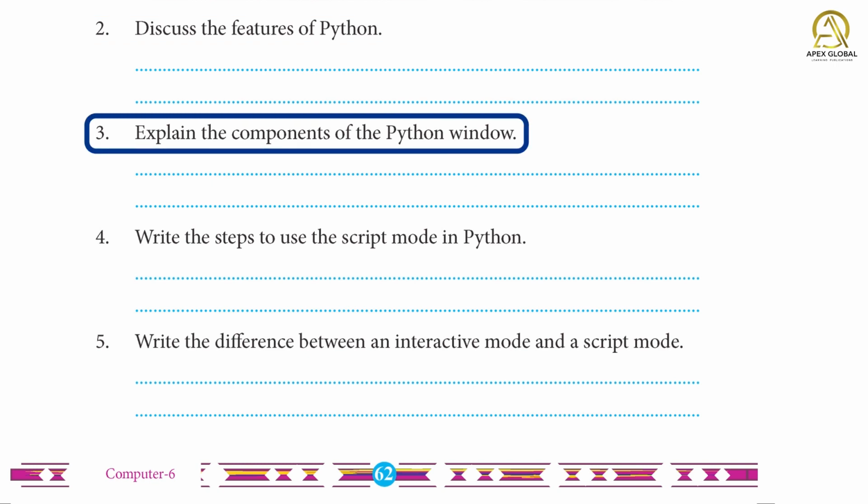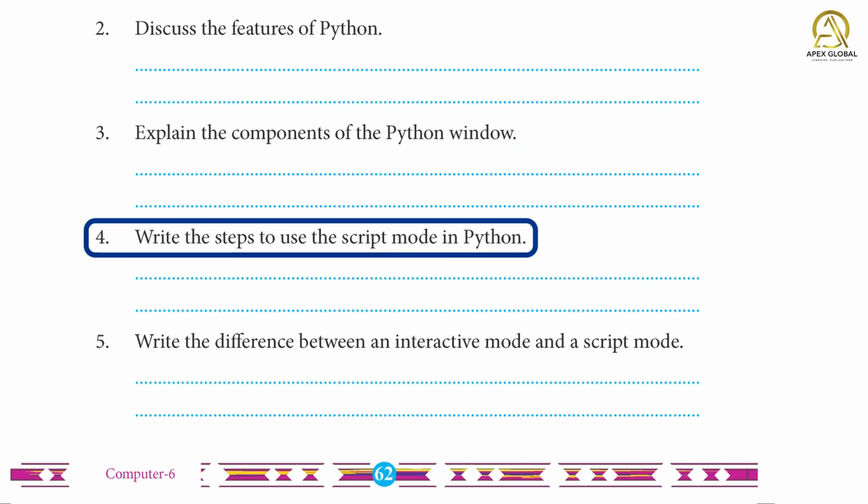3. Explain the components of the Python window. Answer. The components of the Python window. A. Title bar. The names of the application and the documents are displayed here. Command buttons like minimize, maximize, restore and close are presented here. B. Menu bar. Various tabs such as File, Edit, Cell, Debug, Window and Help are displayed here. C. Script area. The area where you type the code. D. Status bar. The current status of your cursor is displayed here.